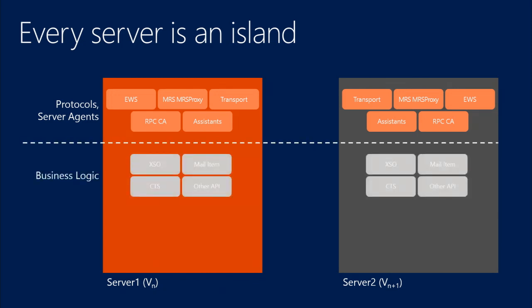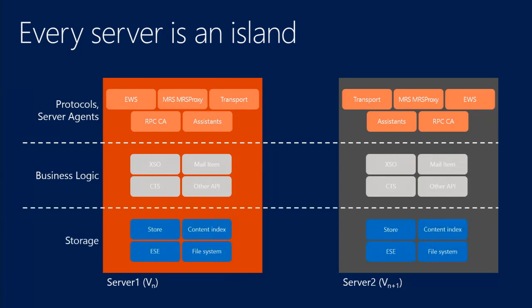Within our second layer is our business logic layer, which would house our extensible storage objects, XSO, content transformation services for things like the indexing service and the like, and an Exchange system object library. And then we have the storage layer: extensible storage engine, file system, the database file, the content index file, and the like. Very similar to the OSI model.